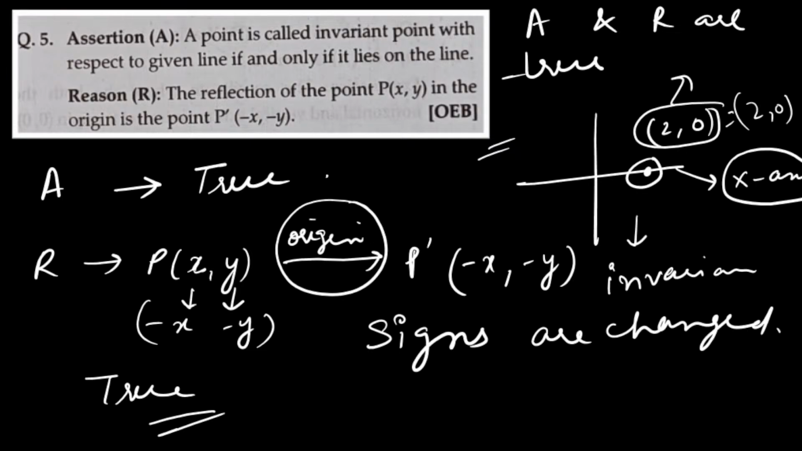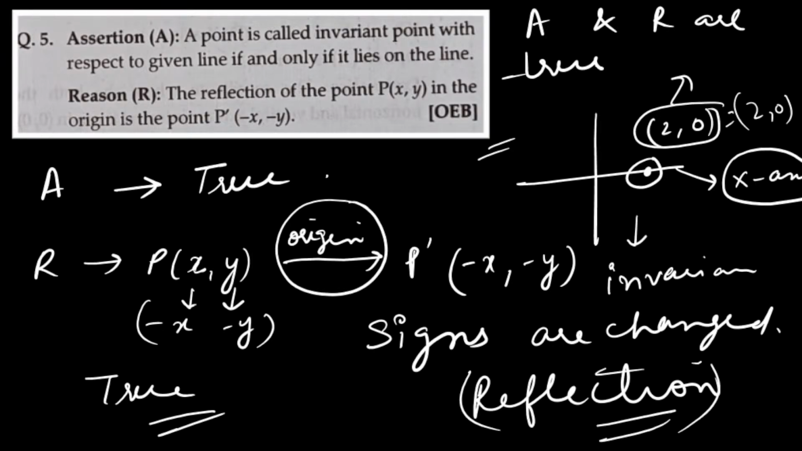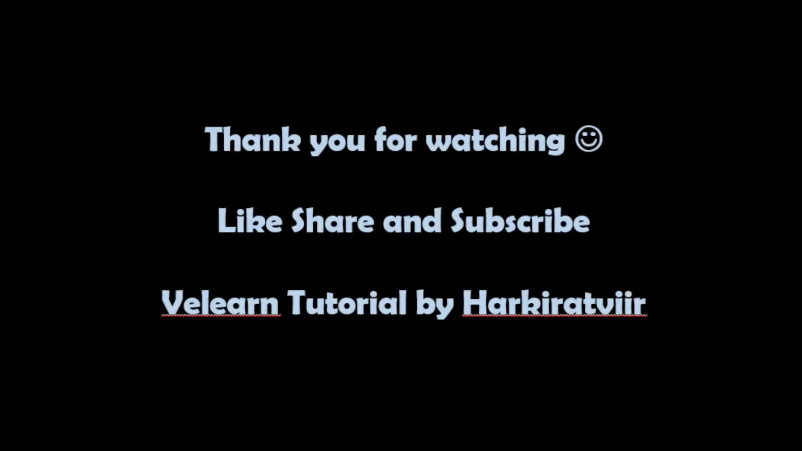So here we have completed MCQs as well as assertion reason type questions for the chapter reflection. If anyone has any doubt, you can tell me. And tomorrow we are going to continue the subjective type questions of this chapter. Subjective type questions means graphical questions. So we are going to continue from there tomorrow.